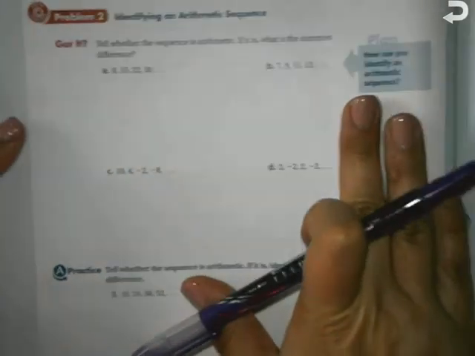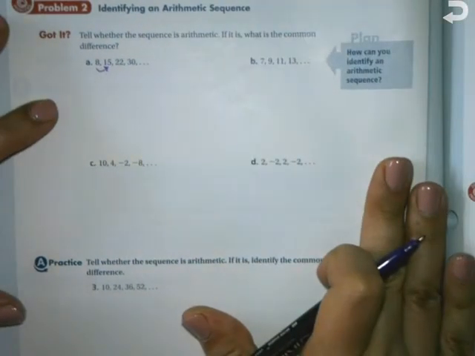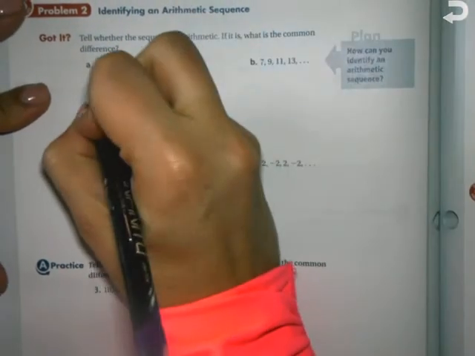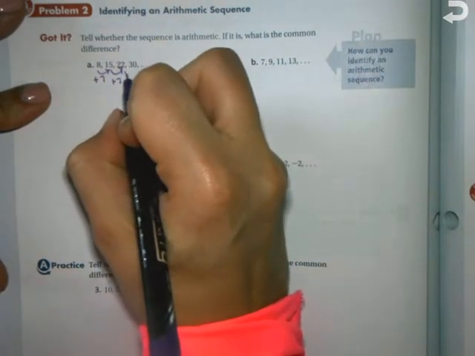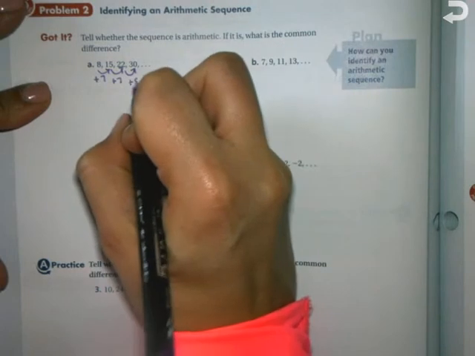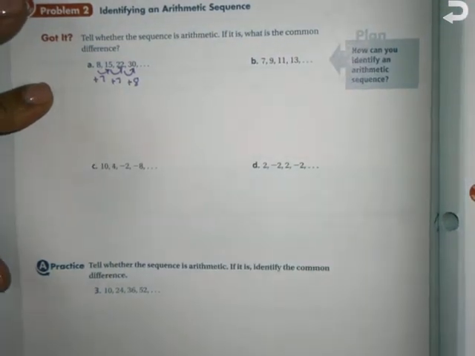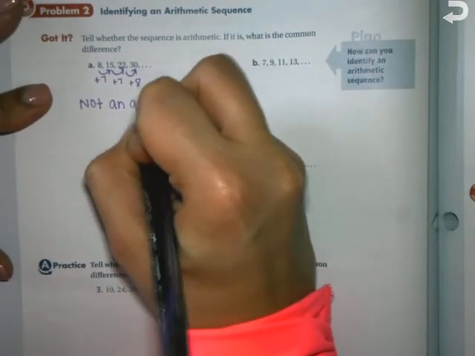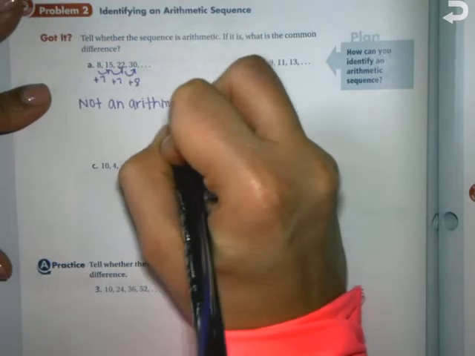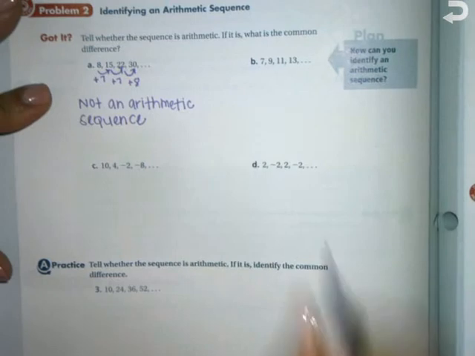Okay, so problem 2, part A. 8 to 15. What do I need to do to get from 8 to 15? Plus 7. What about from 15 to 22? Okay, what about 22 to 30? Plus 8. So is this one arithmetic? No, because we are not adding the same number every single time. So we would say not an arithmetic sequence. So do we have to find a common difference? No, because it's not an arithmetic sequence.